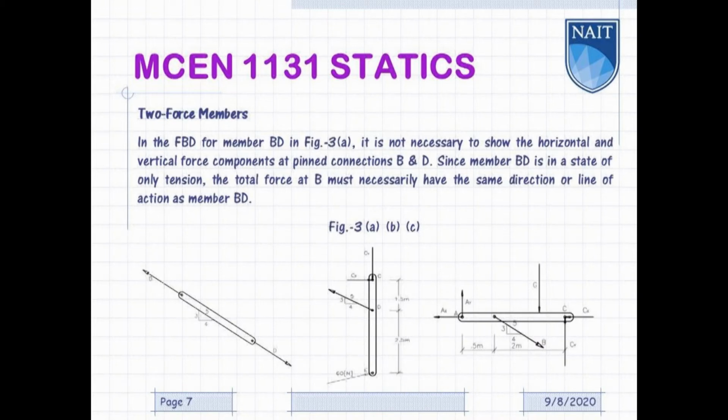In the free body diagram for member BD in figure 3A below, it is not necessary to show the horizontal and vertical force components at pinned connections B and D. Since member BD is in a state of only tension, the total force at B must have the same direction or line of action as member BD.